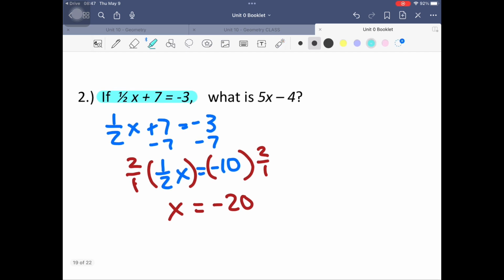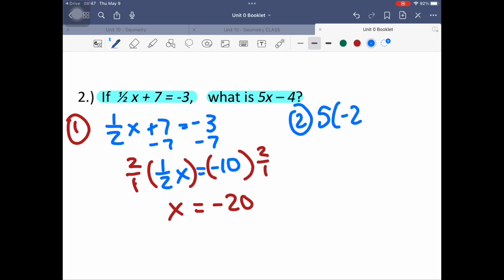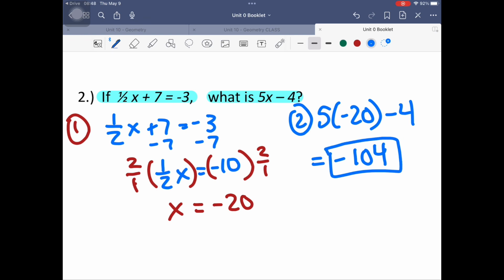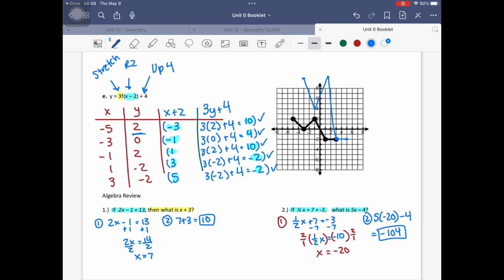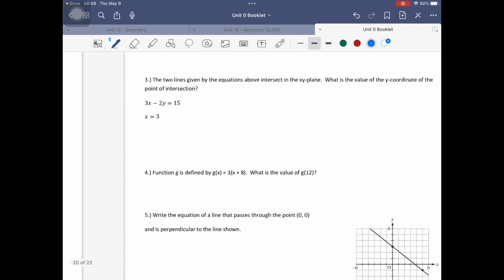Okay, let's do the second half. So this is the first step, and let's do the second step. So 5 times negative 20 minus 4. If we plug that into our calculator, you can also do some mental math, but we just want to triple check. This right here, see, I even plugged it in wrong. This right here would be negative 104. So just do it in pieces. That would be the biggest thing that I'd say. Not too terribly hard for those.